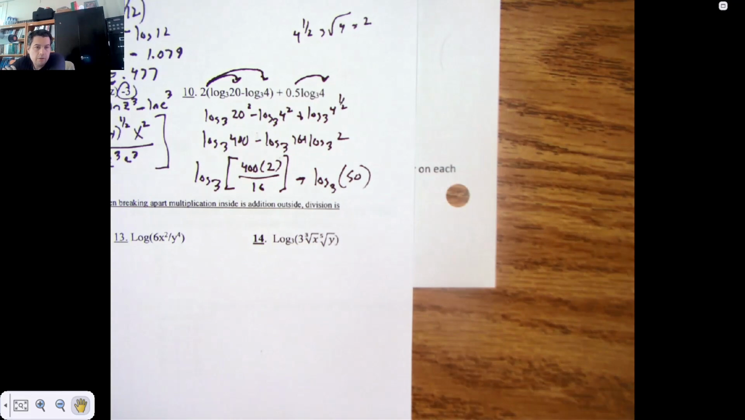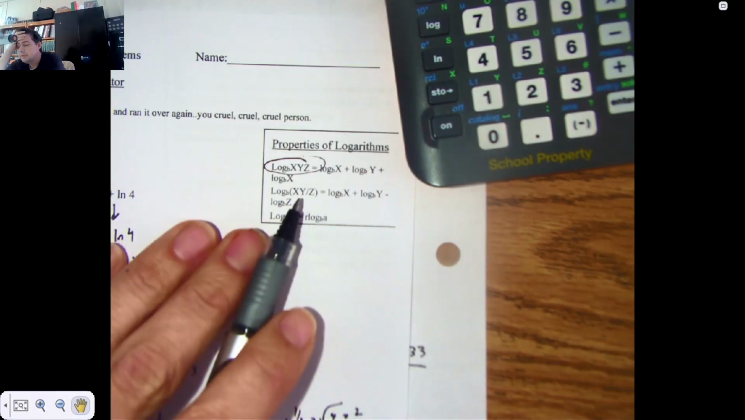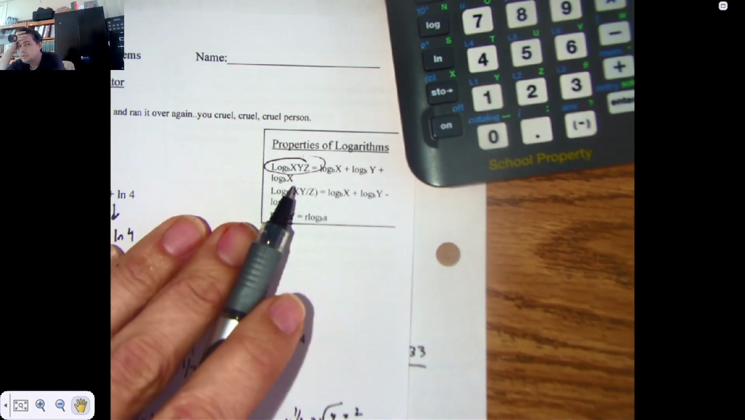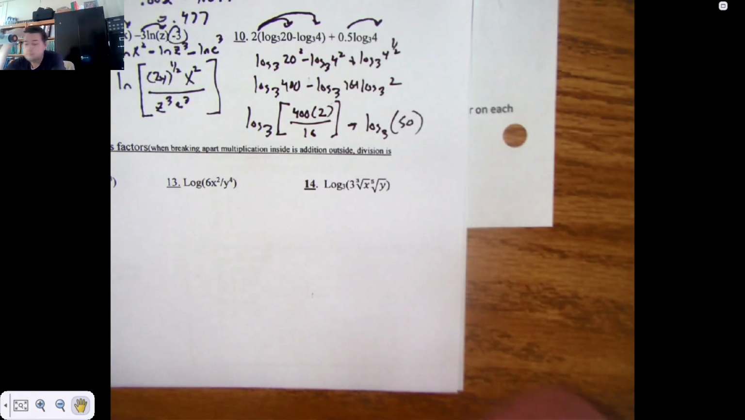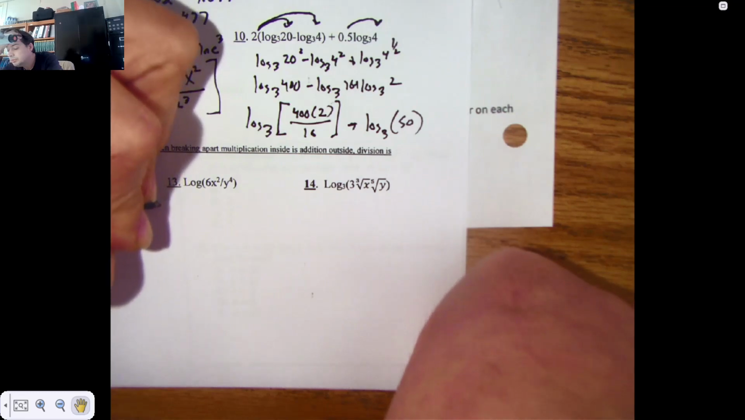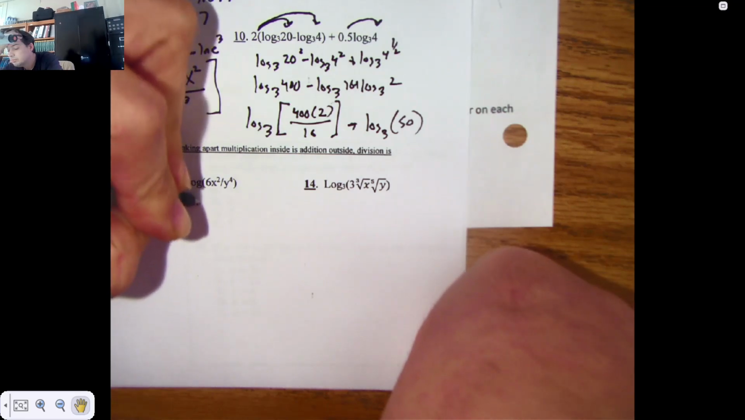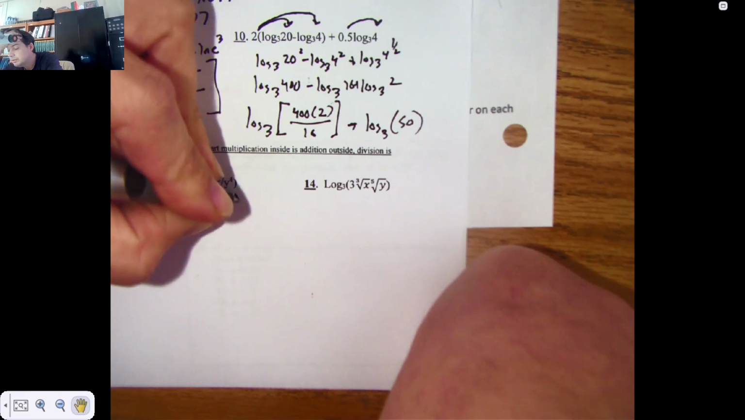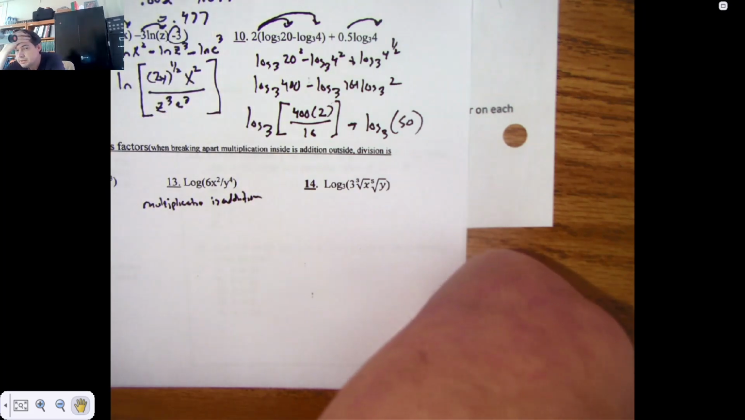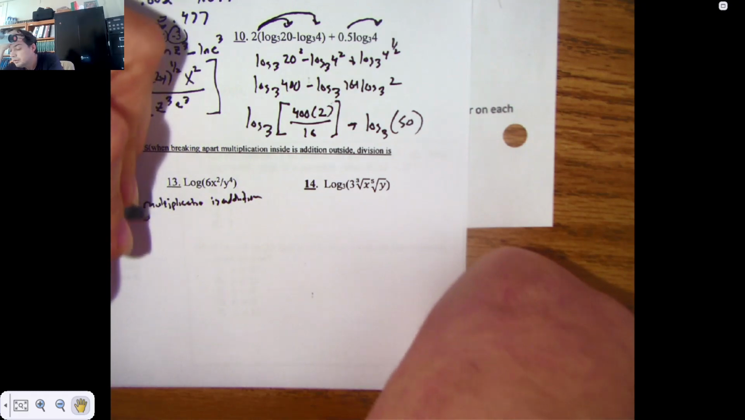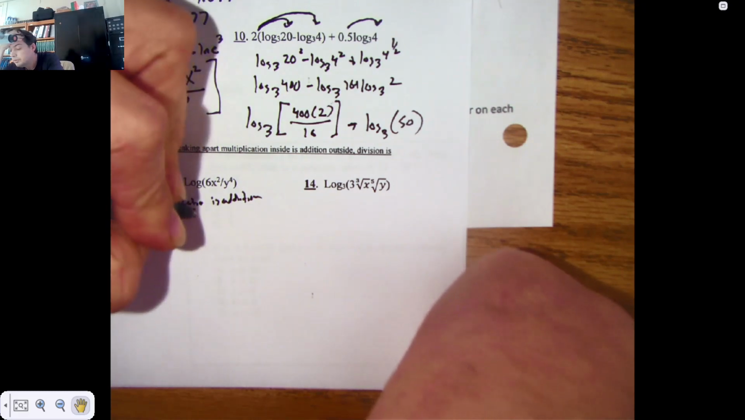13. We got a log of 6x squared over y to the 4th, and we're supposed to completely expand, so it's the opposite of what we did in 9 and 10. And the rules are up here. It's the same thing. Multiplication is addition, division is subtraction. So I'm going to write that down. Multiplication is addition. If you know your exponent rules, these make sense because they're the opposites. Division is subtraction.